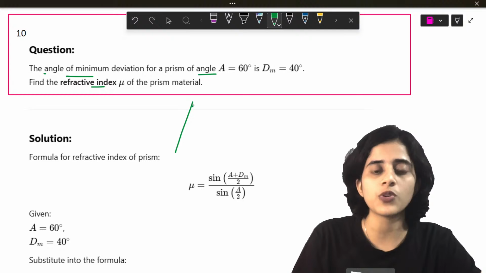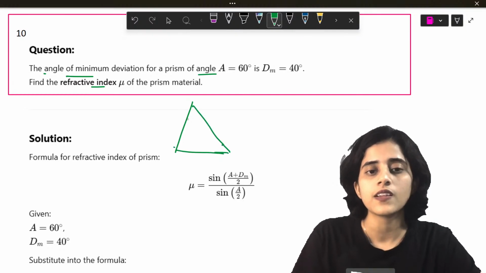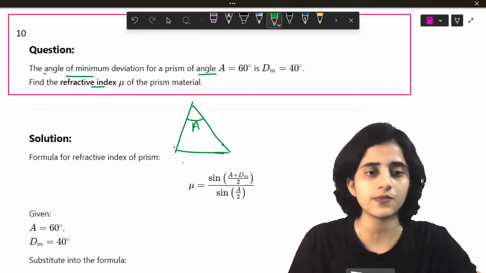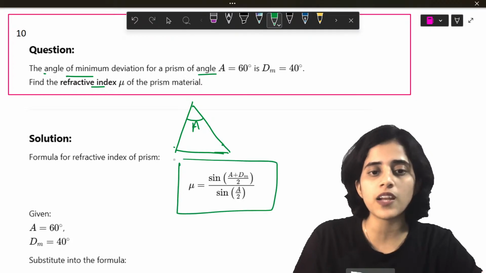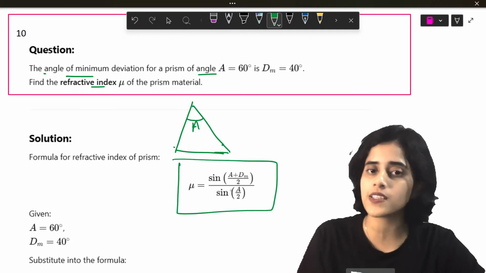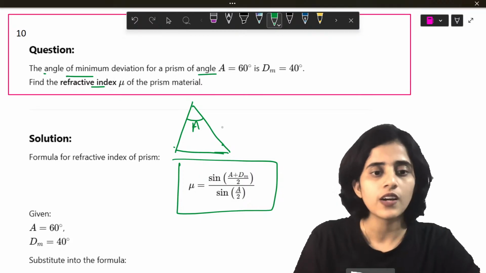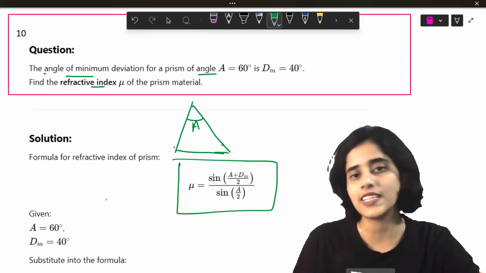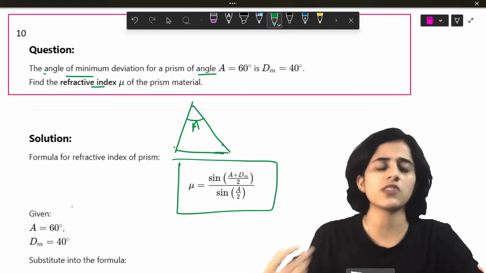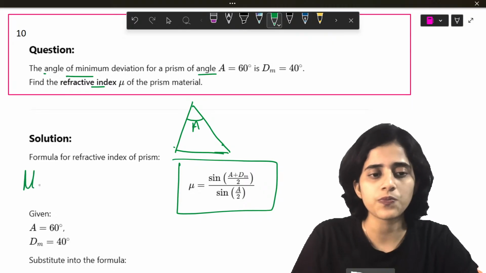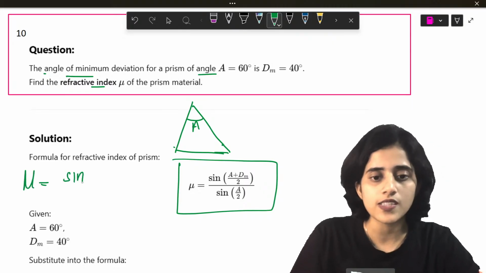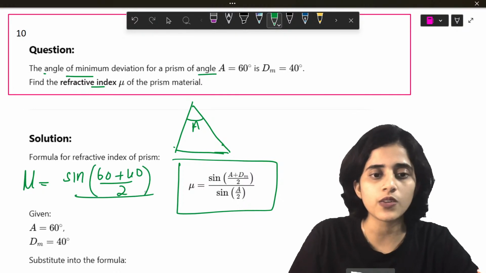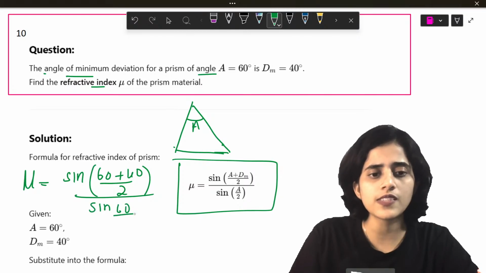Okay. If you have a prism, this is the angle of the prism, and the angle of the prism is angle A. Now we already know that the formula for refractive index of a prism is sin of (A plus dm) by 2, divided by sin A by 2. Angle of the prism is given as 60 and the angle of minimum deviation dm is given as 40. It's direct substitution. So mu is equal to sin of (60 plus 40) by 2, the whole divided by sin 60 by 2.